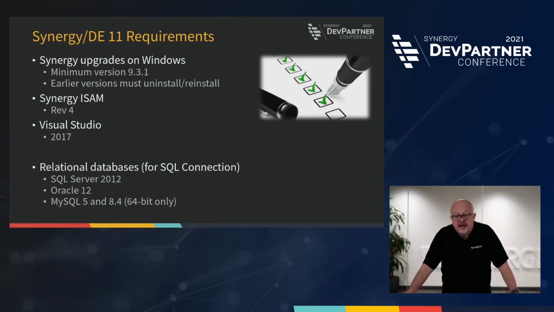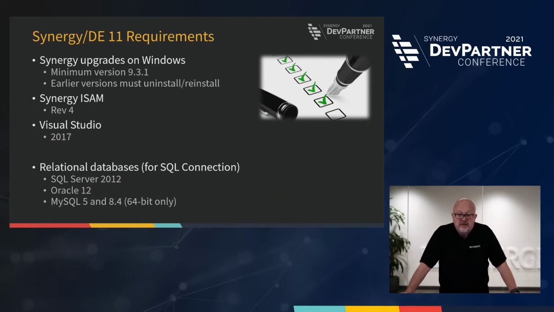Other requirements, Synergy upgrades on Windows. If you want to upgrade to Synergy 11 on Windows, the minimum version you can do that from is Synergy 9.3.1. So if you do happen to be on an earlier version than 9.3.1 and want to get straight to 11, you have to go through 9.3.1 as an intermediate. So if you're on 8.5, for example, then upgrade from 8.5 to 9.3.1, and then you'd have to do a second operation to upgrade to version 11.